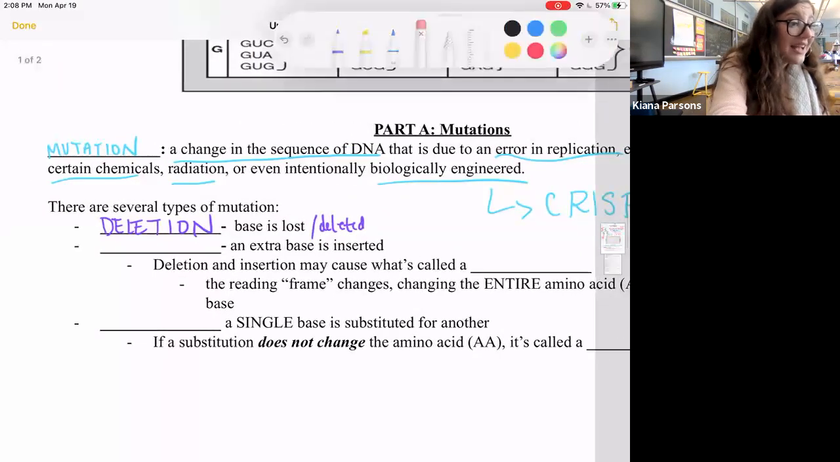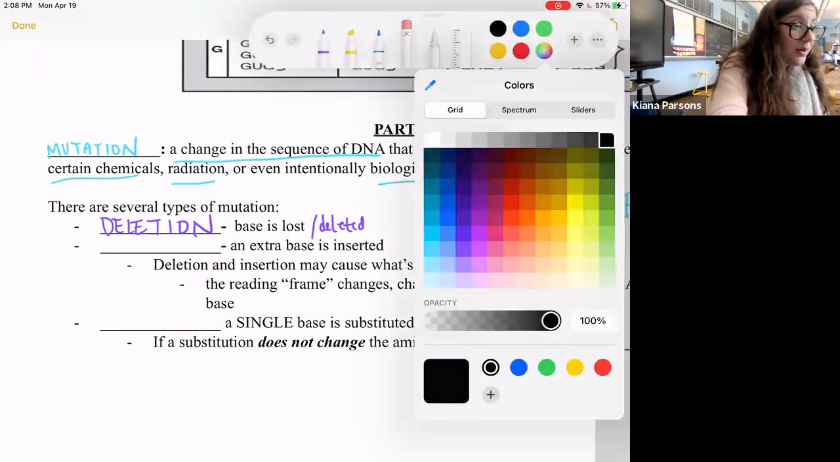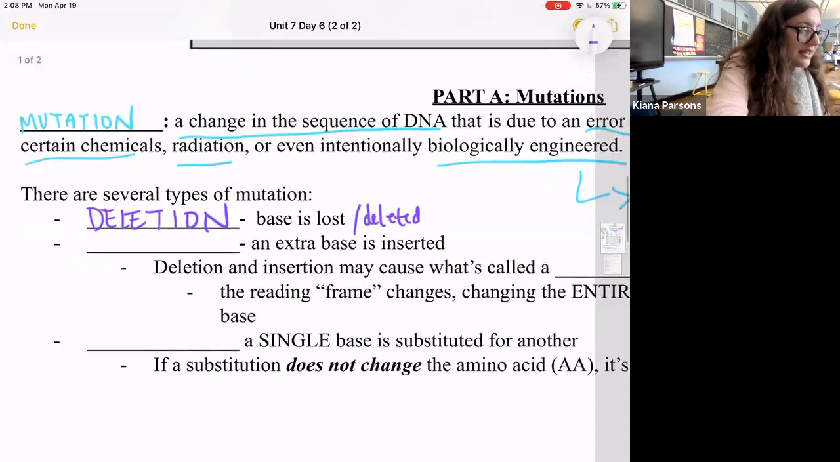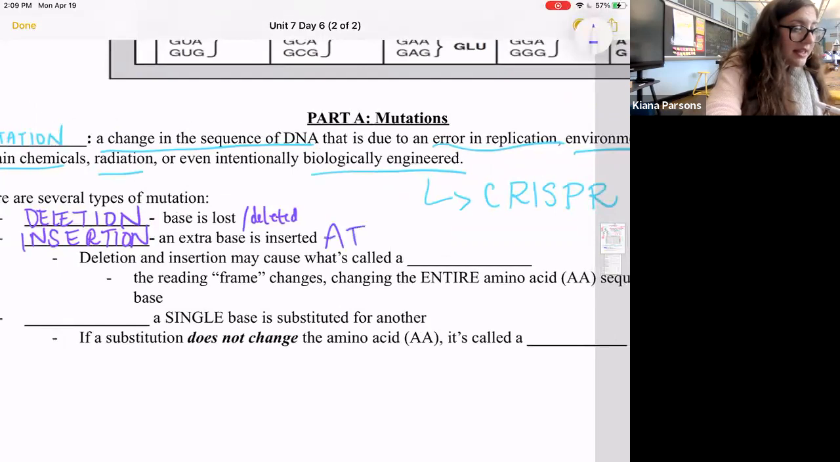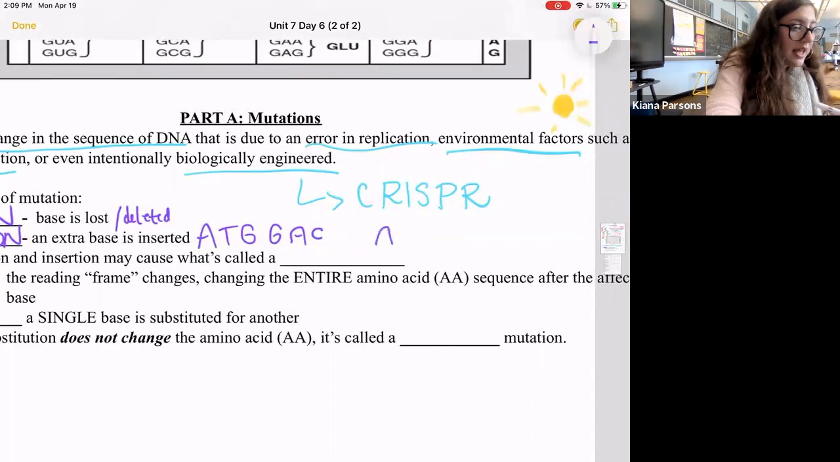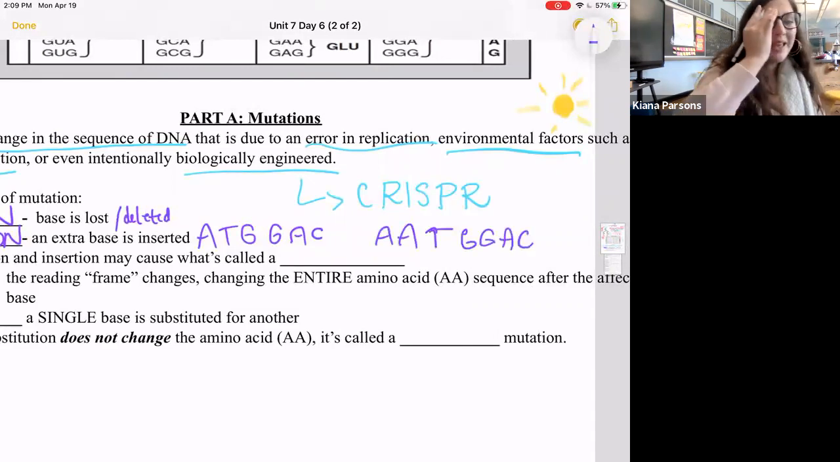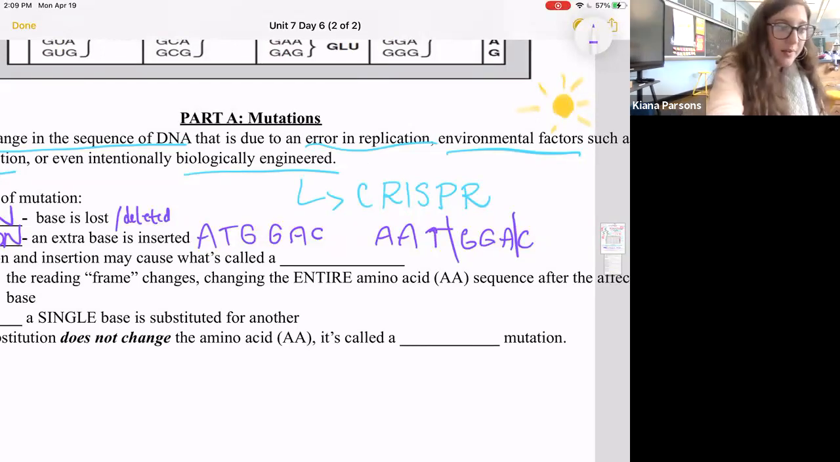We could also have an extra base inserted. You want to guess what that's called? It's an insertion. That, for example, we have ATG, GAC. All of a sudden it becomes AAT, GGAC. And you may have already noticed what winds up happening. This changes what codons are being read, right?